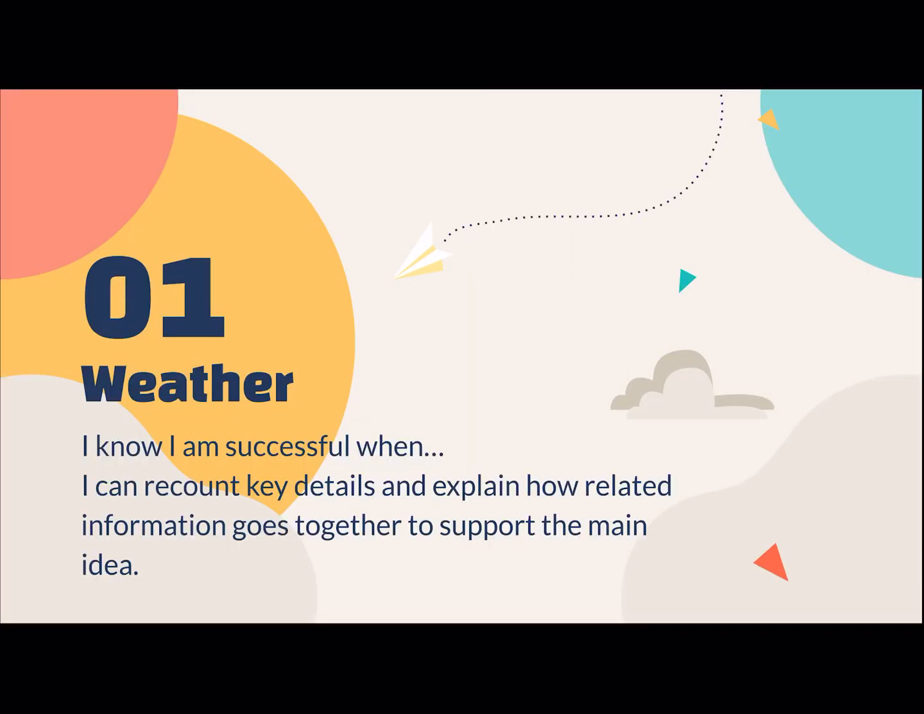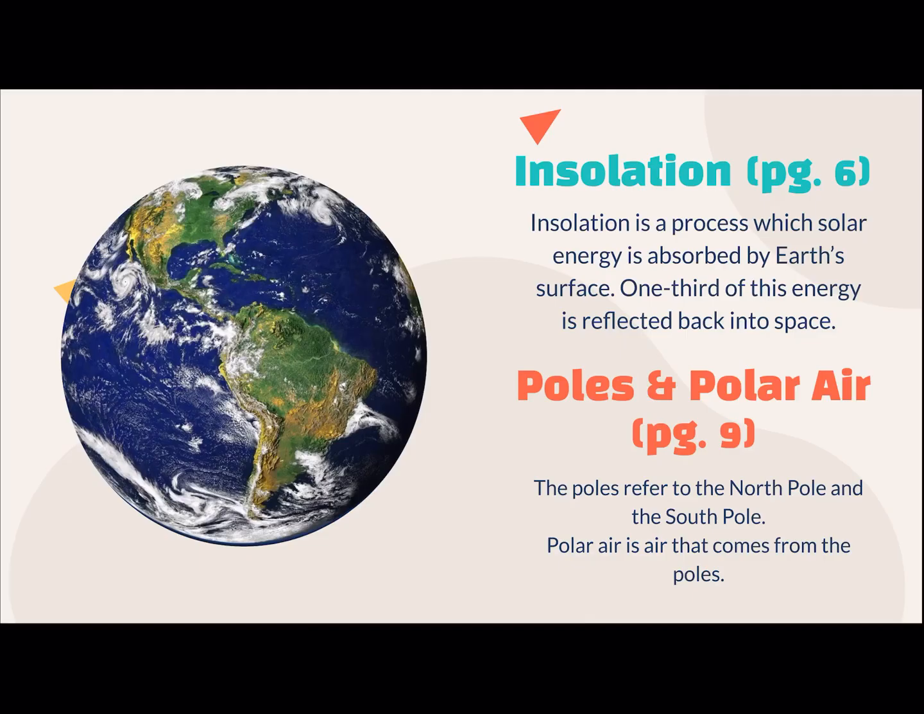Right, here is weather lesson 1. Our success criteria for this lesson is: I know I'm successful when I can recount key details and explain how related information goes together to support the main idea. We have a couple vocab words before we read the text.